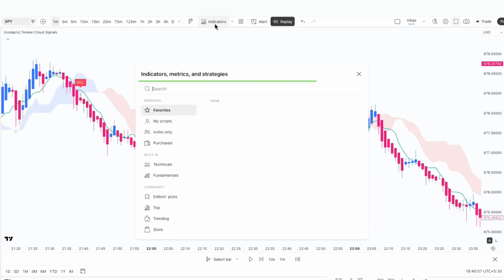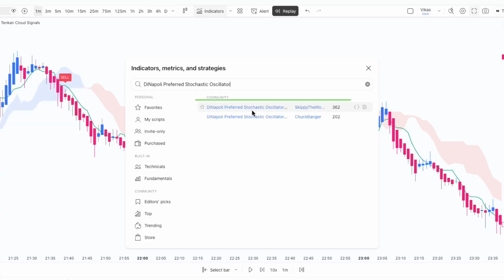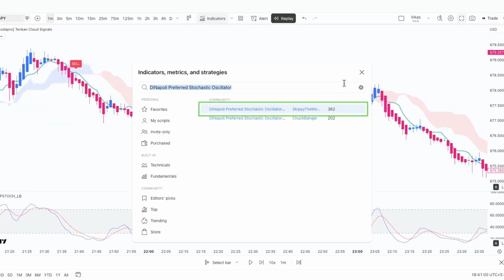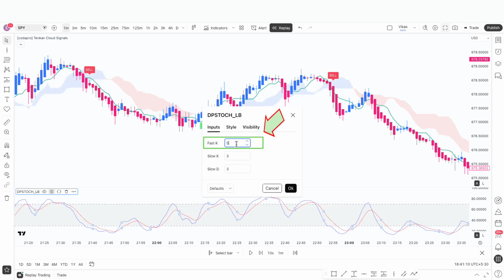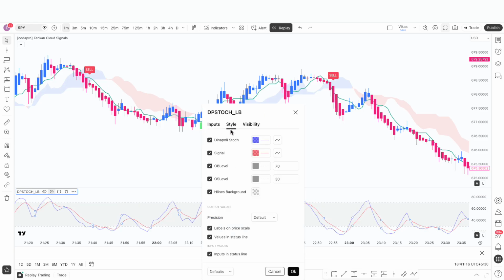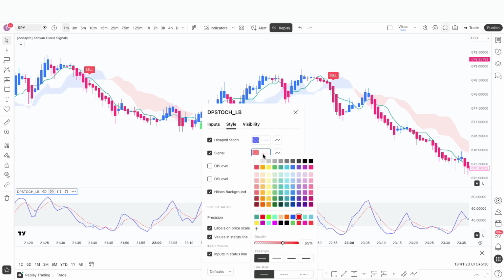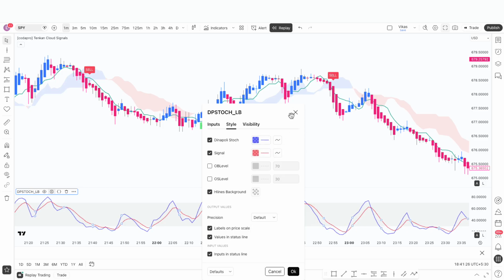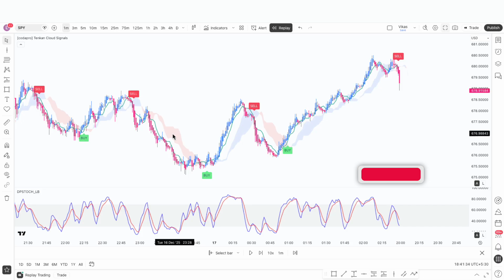In the indicator search, type DiNapoli Preferred Stochastic Oscillator and select the one called DiNapoli Preferred, created by Skippy the Woe. Now let's access the settings of this indicator so we can modify it to suit our strategy. We change Fast K from 8 to 5, we have to keep these options hidden, and then change the DiNapoli Stoch thickness and the signal thickness. Here everything is fine after that. Click OK. Now our setup is ready. Let's see how we use these trading setups.